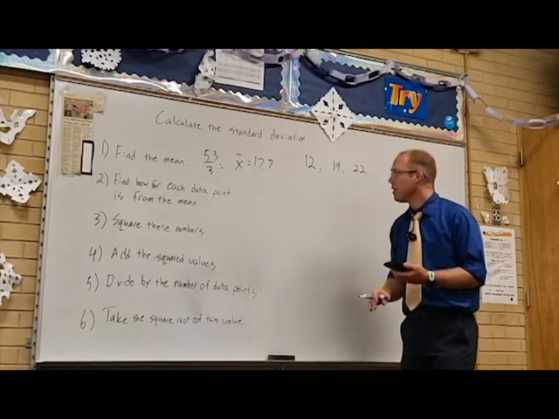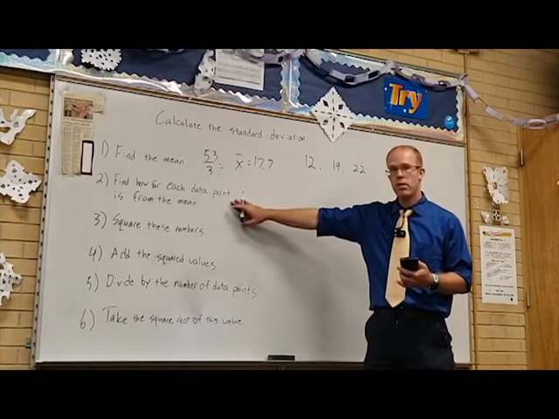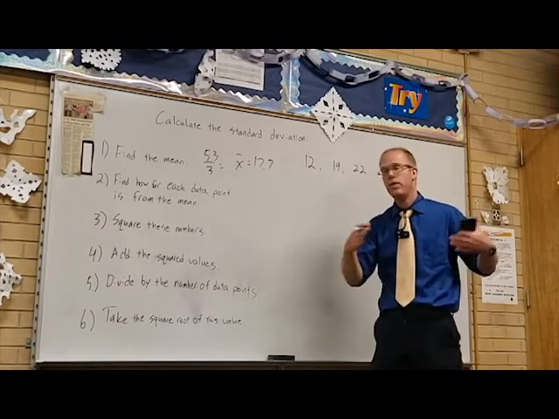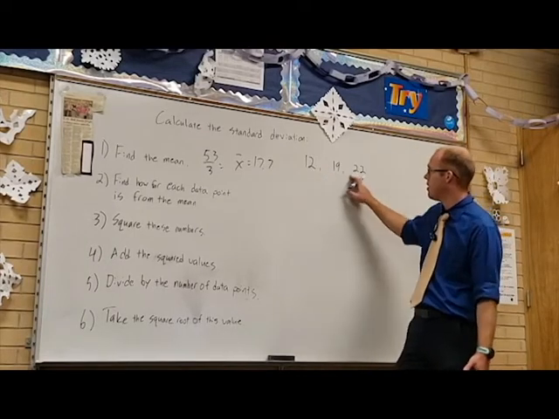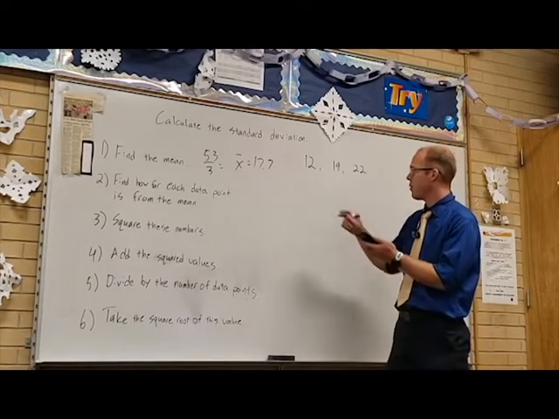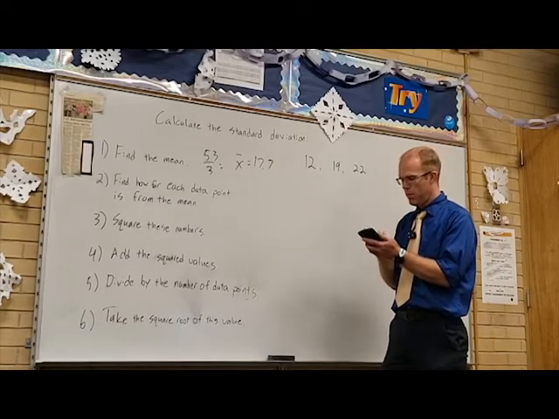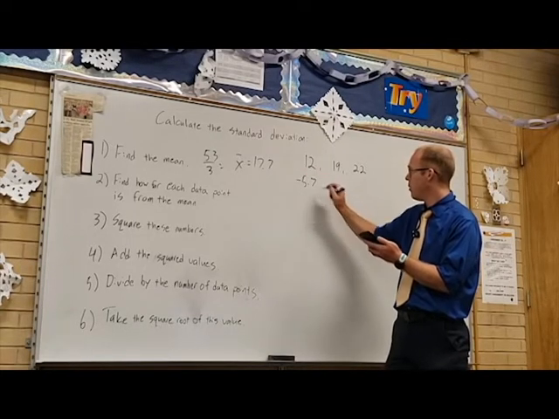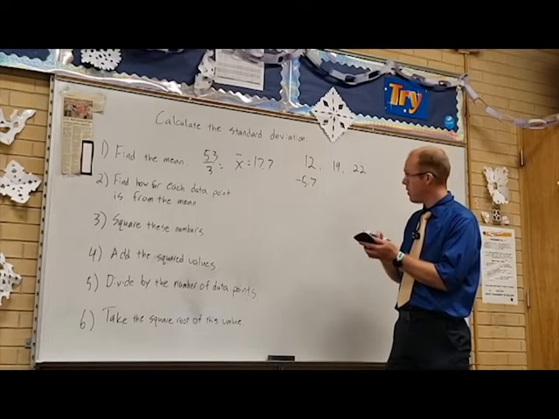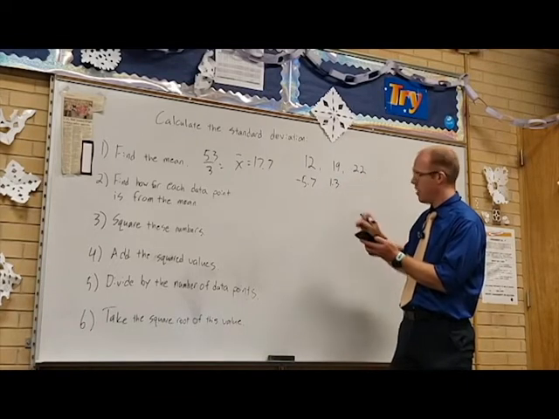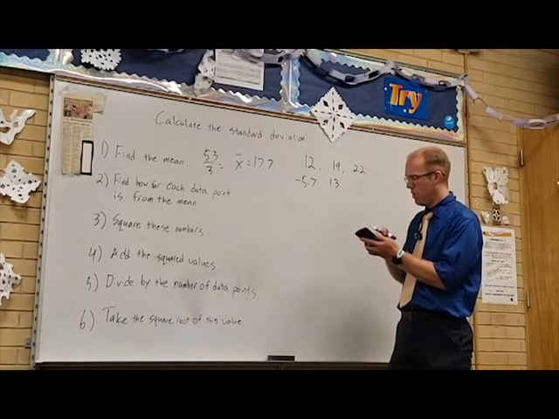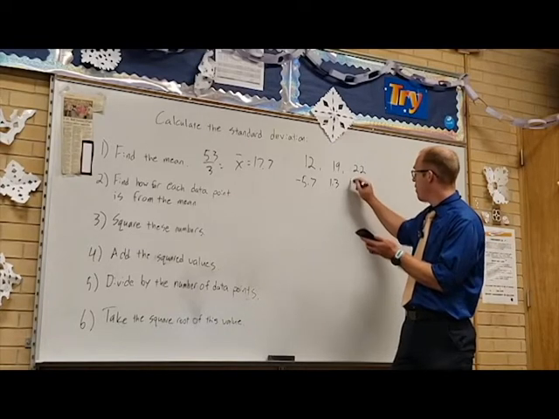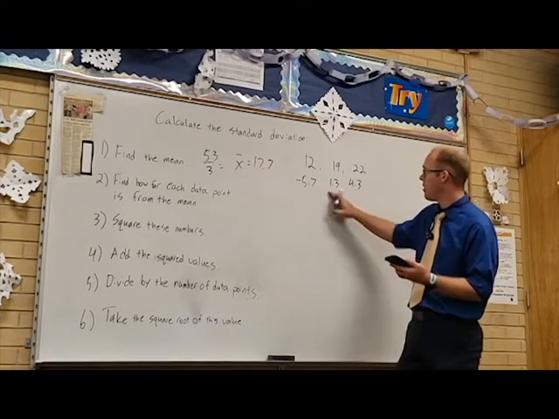All right. Next, we need to figure out how far each data point is from the mean. That's kind of the deviation part. We're deviating from that 17.7, and you can see that. How far is the question? So we're going to do 12 minus 17.7 to figure out that this one deviates by 5.7 below. 19 minus 17.7 gives us 1.3 above. And 22 minus 17.7 gives us 4.3 above. This is how far we deviate.